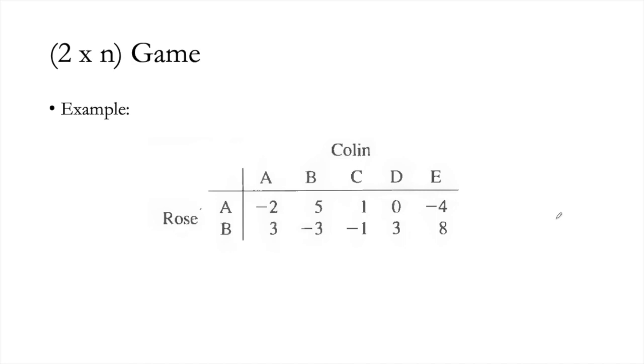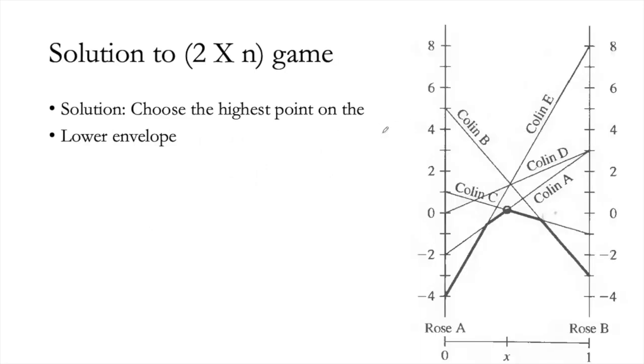The other way is a 2 cross n game. So say here the names are changed. Rose has got 2 strategies and say Colleen has got 5 strategies. So similarly we can draw lines. We can start drawing lines for the first strategy, second strategy, so Colleen's 1. So we are solving it for Rose, so we are doing it for Rose only. So for Rose A and Rose B, there will be Colleen A, B, C, D and E.